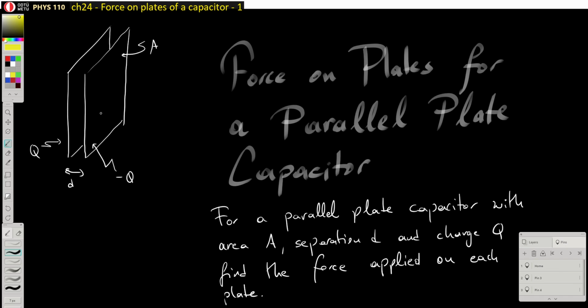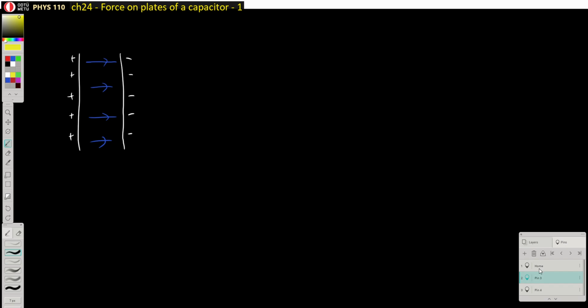We have two parallel plates with the same area A, and D is the plate separation, and we just charged this capacitor, so that means one of the plates has charge plus Q, the other plate has charge minus Q. Okay, so let's describe how we solve this.